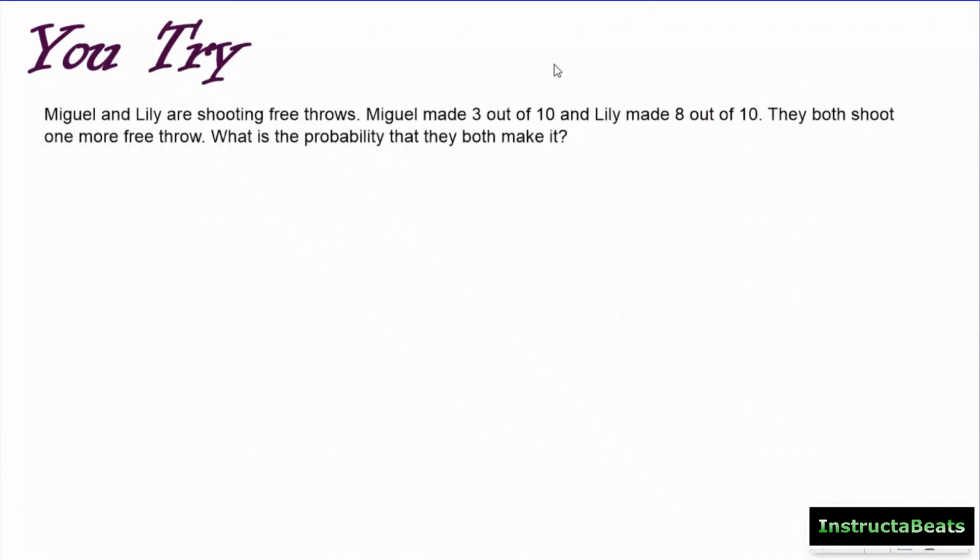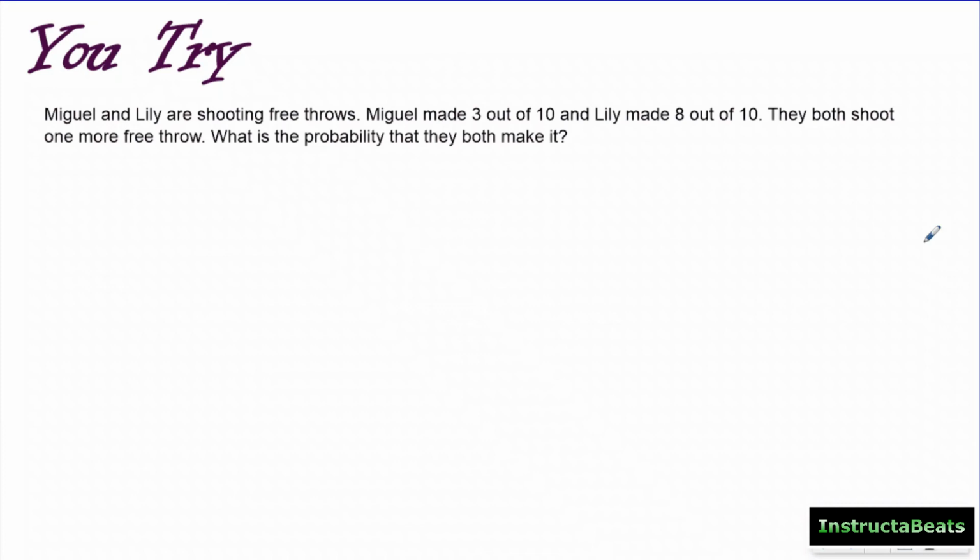Let's do a Your Try problem. So it says Miguel and Lily are shooting free throws. Miguel made 3 out of 10, and Lily made 8 out of 10. They both shoot one more free throw. What is the probability that they both make it? So pause the video, try to make your tree diagram. If you need help, you can just wait. We can do it as a we do problem. But if you can, try it out and then push play to check your work.